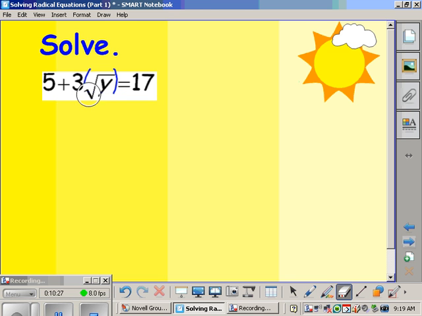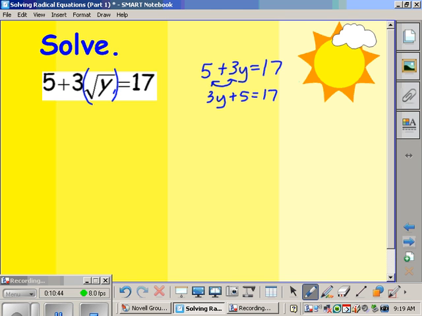So what you're going to do to isolate the radical, think about it like an equation. So let me write over here without the radical what it would look like as just a linear equation. Now, of course, these two could be reversed, and sometimes that helps when deciding what to move first if you're isolating a variable. And here we would subtract the 5 and then divide by 3 if this were a linear equation.